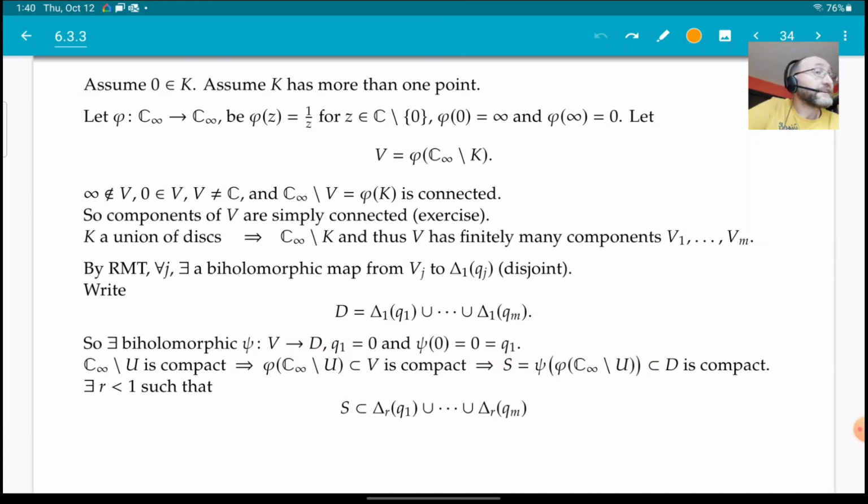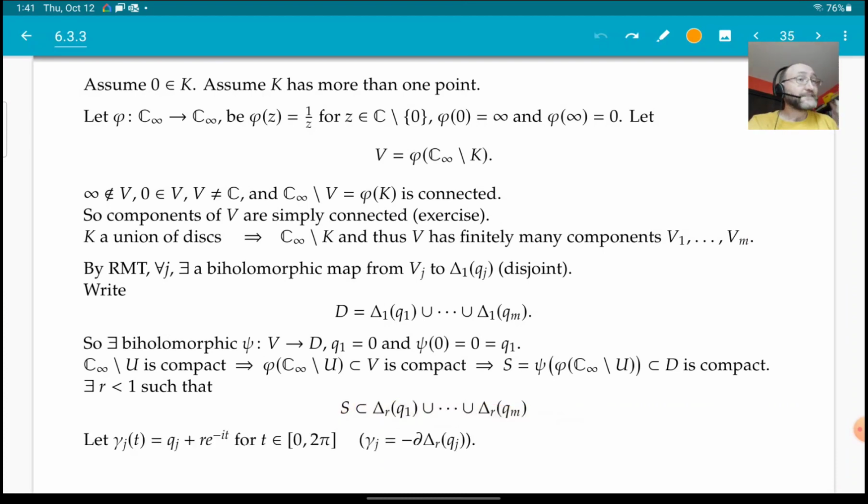Okay, so it's a compact subset of D, and D is a union of finitely many disks of radius 1. So there exists some R, slightly less than 1, such that S is within a radius R of all these Q1 through Qm. Basically, S is a subset of these disks. We can take slightly smaller disks, and S is still inside because S is compact, so it's a positive distance away from the boundary of D.